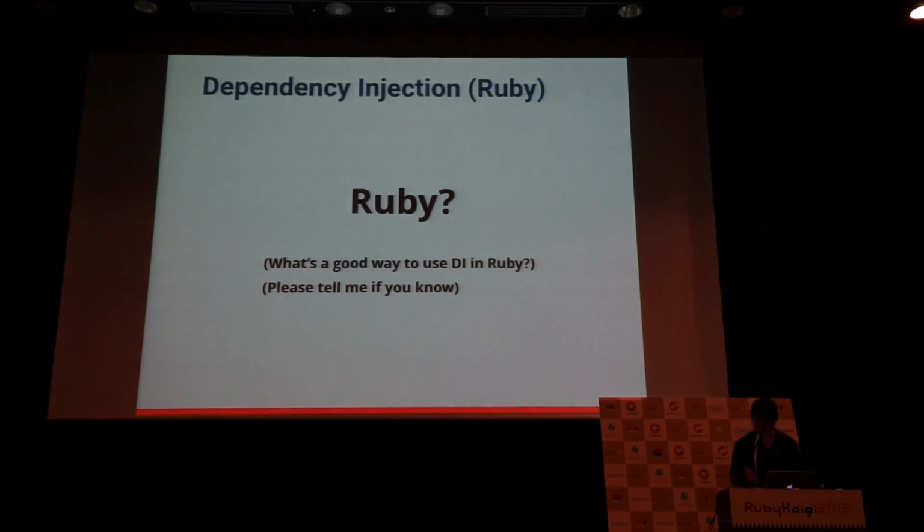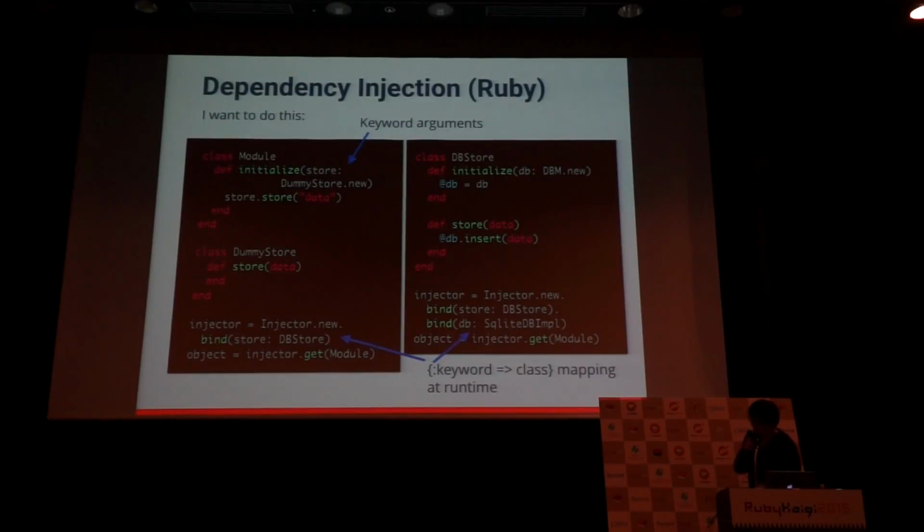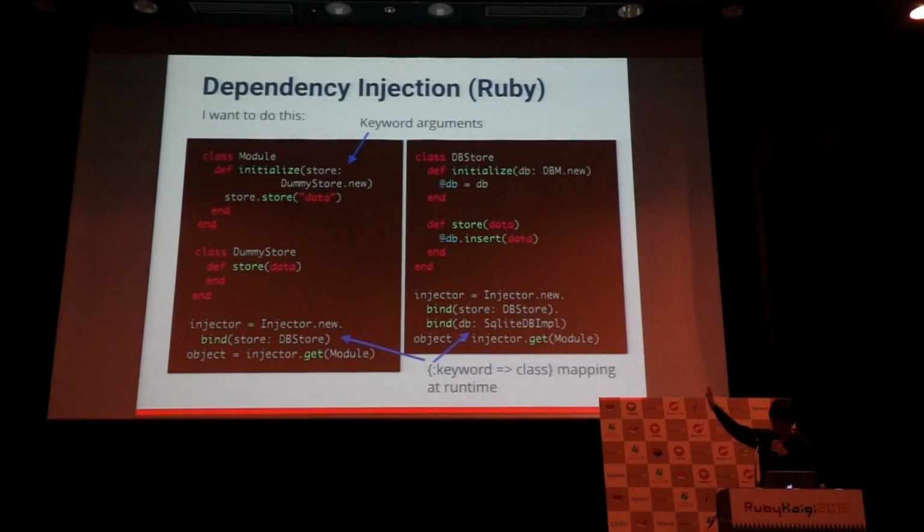And actually, I want to do the same thing in Ruby, but honestly speaking, I don't know how to do this in Ruby. So if you know about this, please tell me. And by the way, I want to do this. Well, this is not done yet, but my idea is to use a keyword argument here. And by default, it's dummy store. But if you want to use another class here, this keyword argument should be bound with this other class. But then when you get the actual application, you get another instance here. And it should be able to nest the instances.